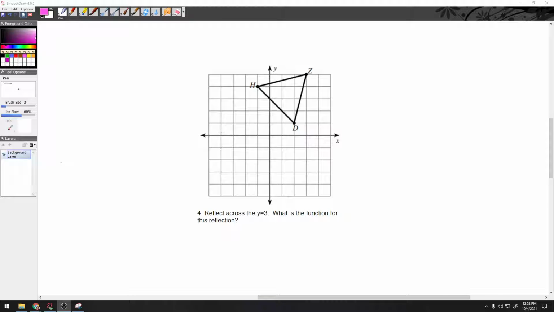Right now we're going to be looking at reflections. So this is telling me that I'm going to be reflecting across y equals 3. So the first thing I want to do is find where y is 3. So here my y is 1, 2, and here it is 3.